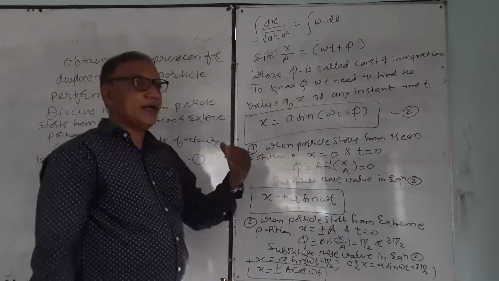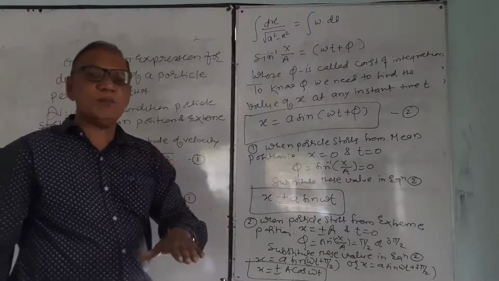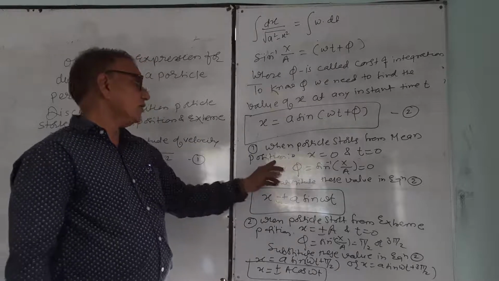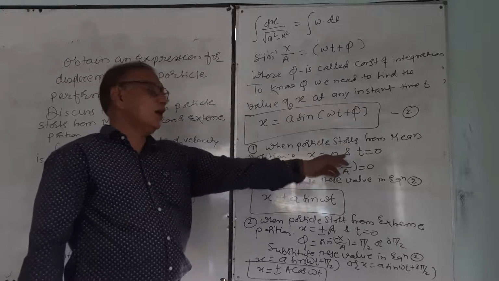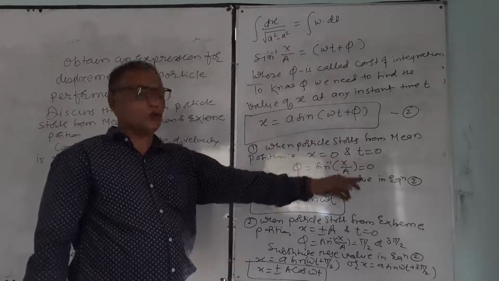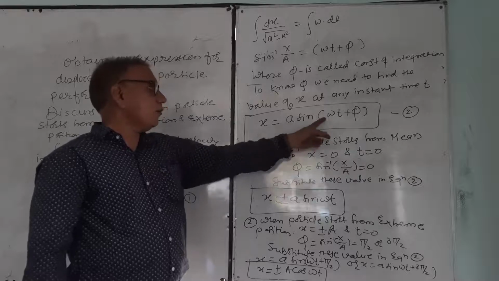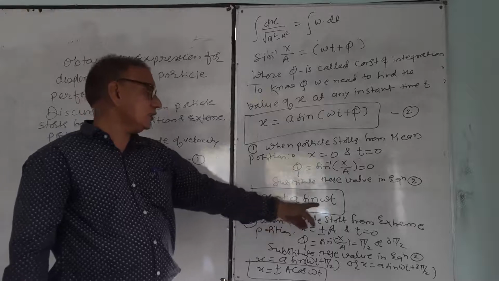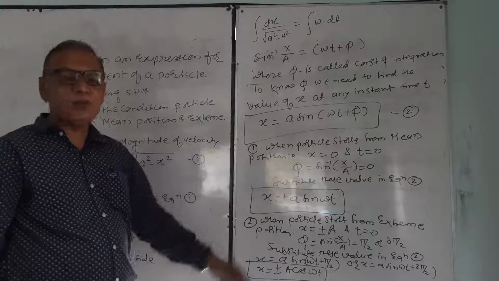Then we have to find the values of maximum and minimum displacement. Particle starts from mean position and particle starts from extreme position. First case, when particle starts from mean position, x is equal to 0 and t is equal to 0. Therefore, phi is equal to sine inverse x by a is equal to 0. Substitute this value in equation 2. x is equal to a sin of omega t plus 0. Therefore, x is equal to plus or minus a sin of omega t. This is the value for particle starts from mean position.